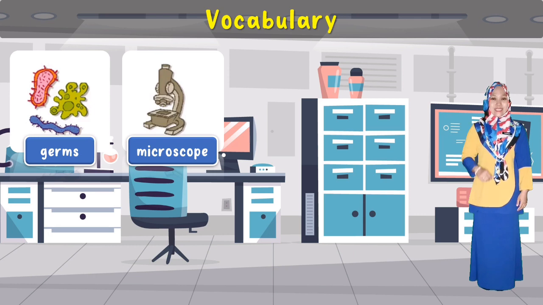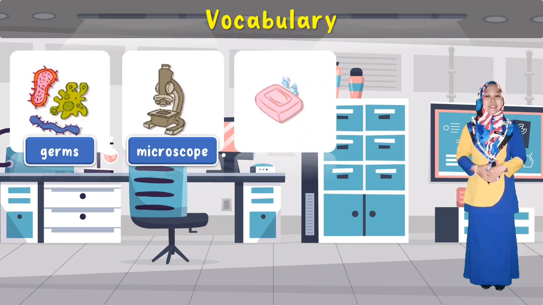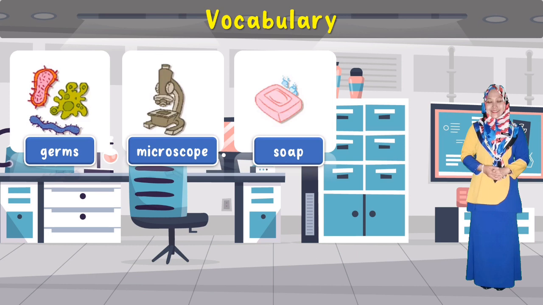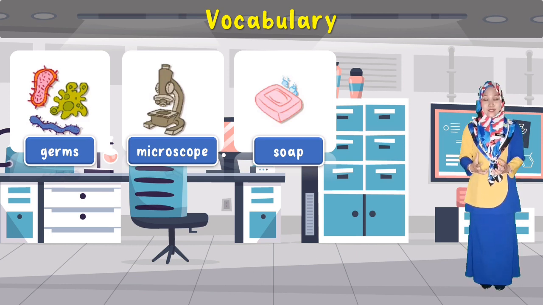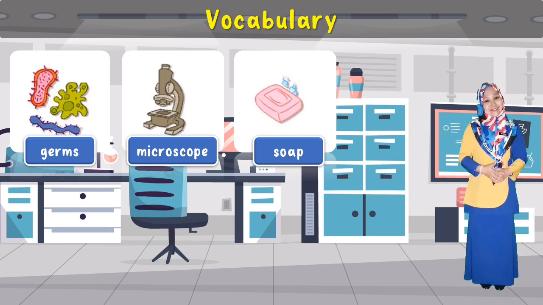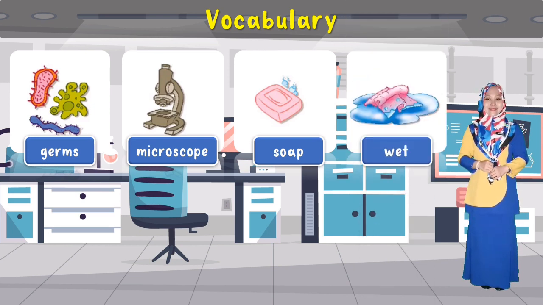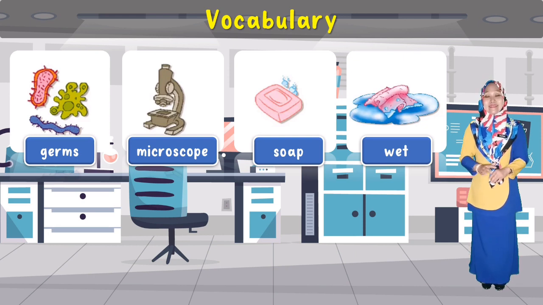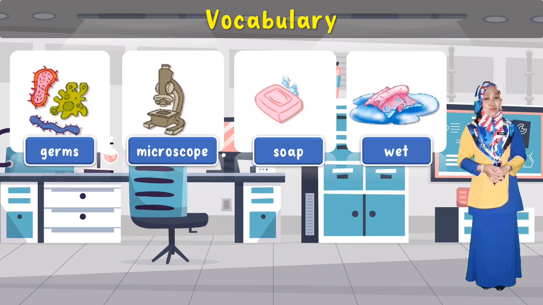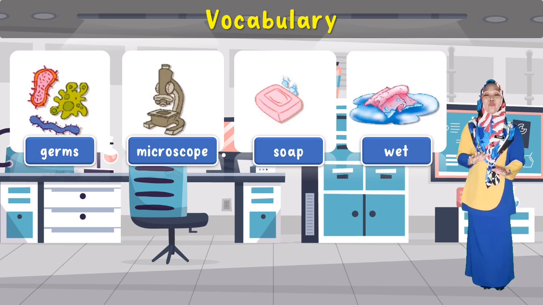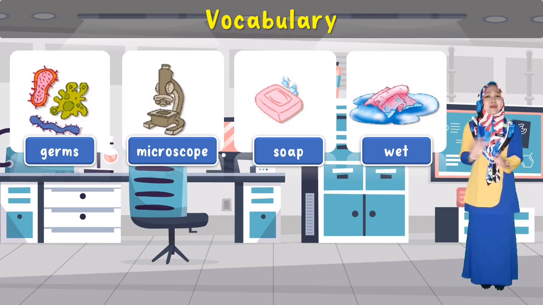Picture number 3. Soap. Can you please say the word once again? Soap. Soap is a substance used with water for washing or cleaning. Next picture, picture number 4. Wet. Can you please say the word once again? Wet. Wet means covered with water or another liquid.